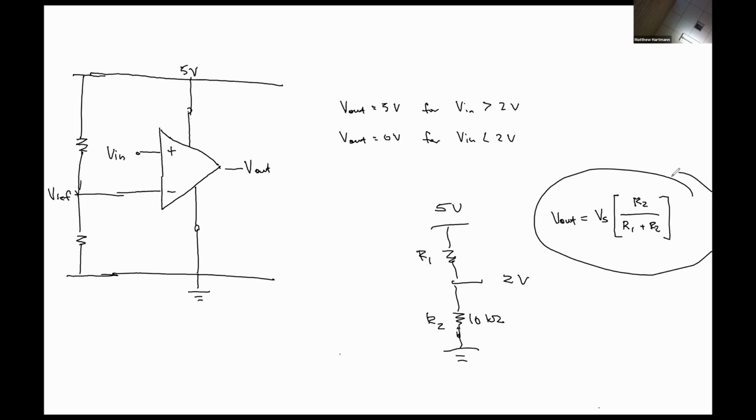Alrighty, so if we want V out to be 2 volts, and we know that VS is 5 volts, then V out over VS has a ratio of 2 to 5. Is that correct? Yeah. So that means that R2 over R1 plus R2 must also have a ratio of 2 to 5, using just simple algebra. All right, so if R2 is 10 kilo ohms, what does R1 have to be?